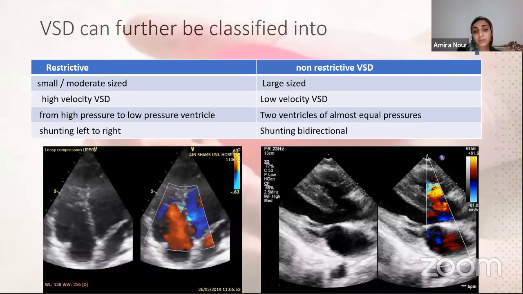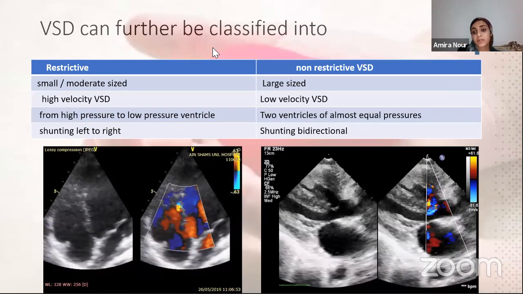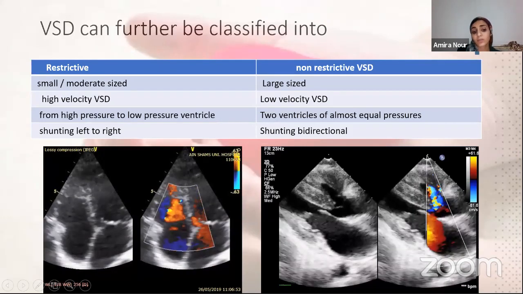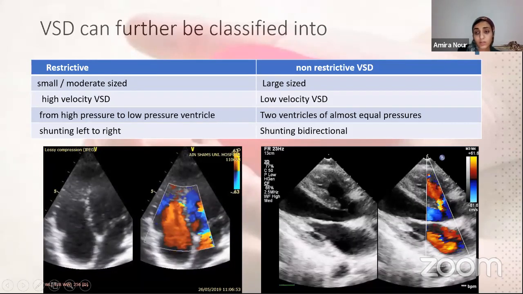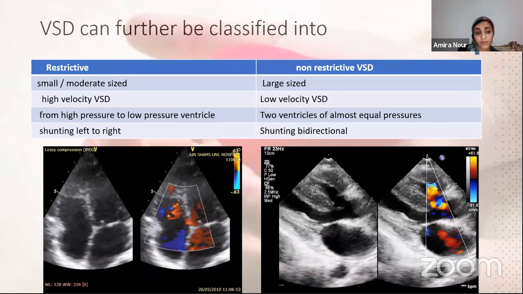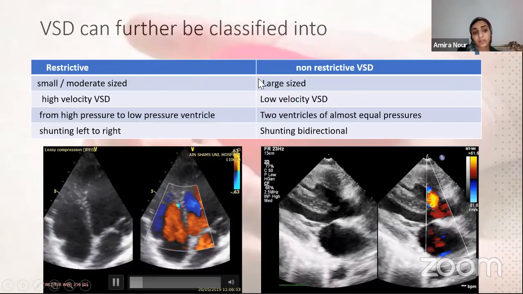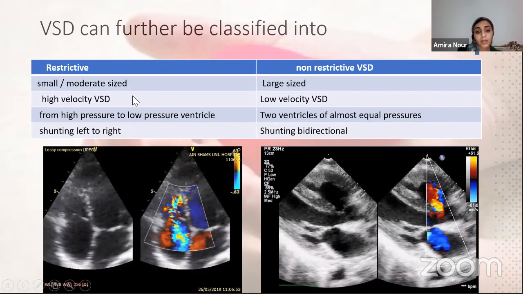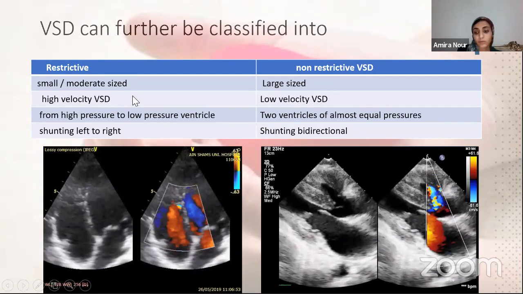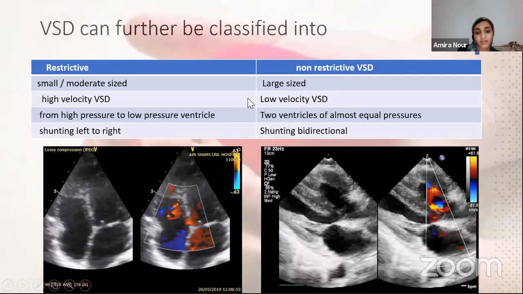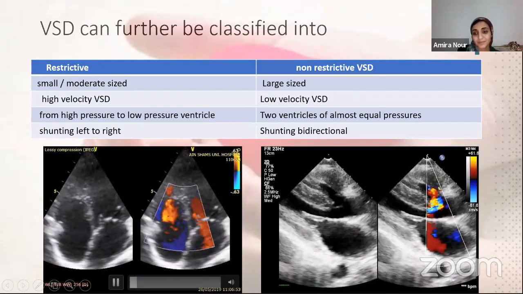The VSD can be further classified regarding the hemodynamic significance of the VSD, and this is important because it will have a remarkable clinical impact later on. We have restrictive and non-restrictive VSD. I would like to hear from Dr. Soha if you could tell us the difference between the two VSDs.